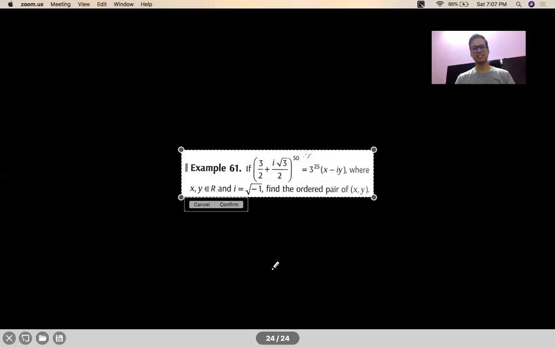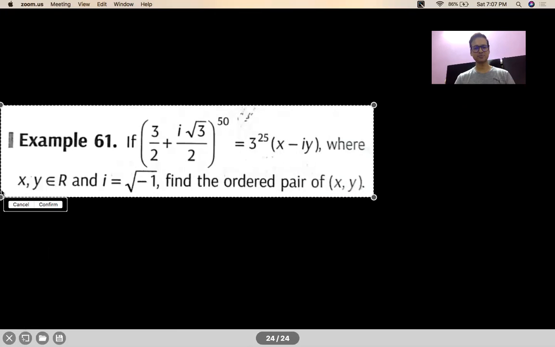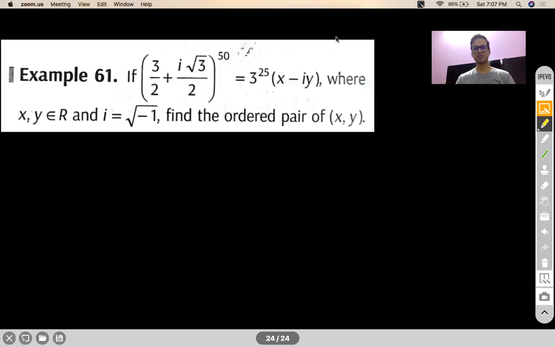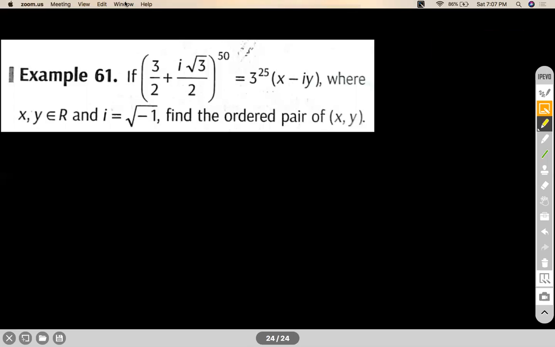Okay, let's take this one first. If 3 by 2 plus i root 3 by 2 to the power 50 is 3 to the power 25 times x minus iy, find the ordered pair x and y. Please write your response on the chat box.